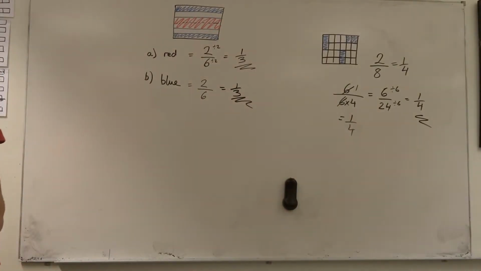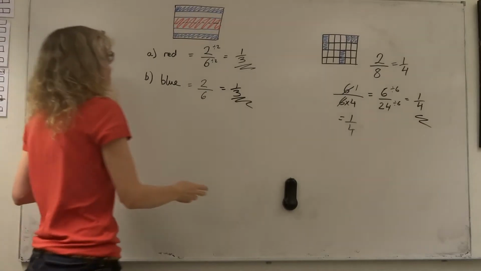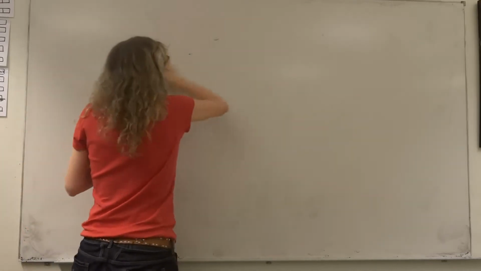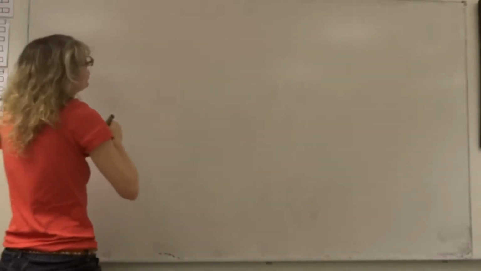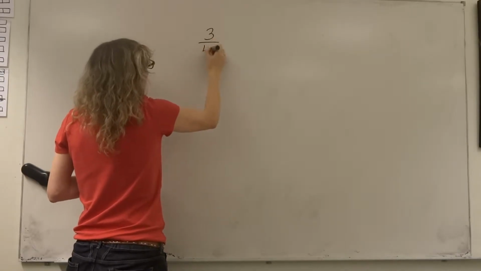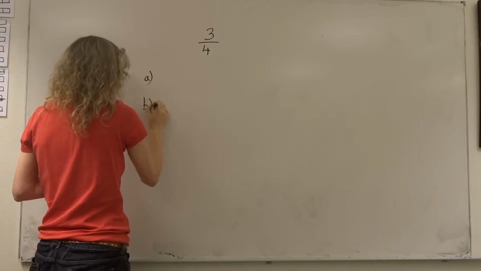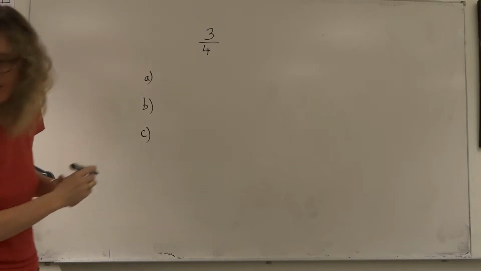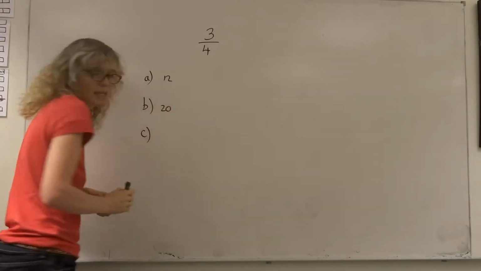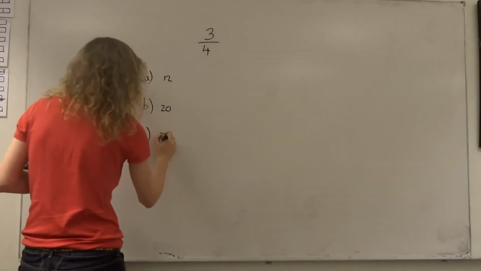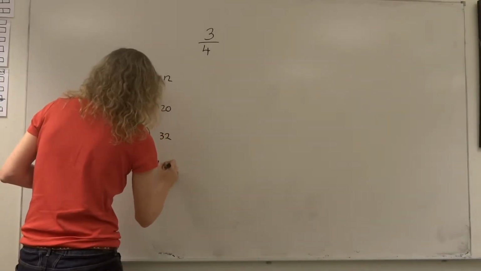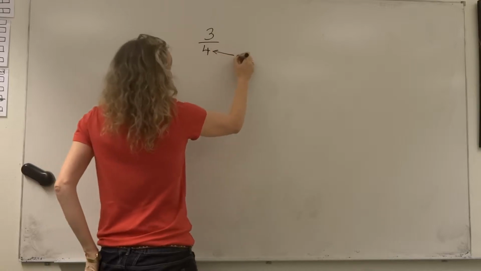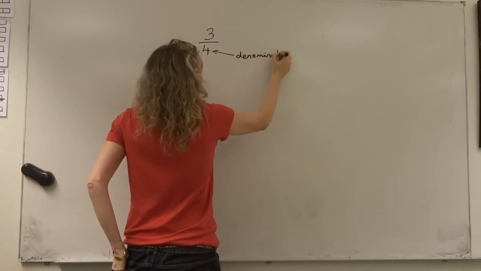Then for the next one, we have to expand the fraction 3/4 so that you get different denominators. The denominator has to be 12 in the first one, 20 in the second, 32 in the third, and 48 in the fourth. So we need to remember what the term denominator means. The denominator is the bottom number in our fraction.